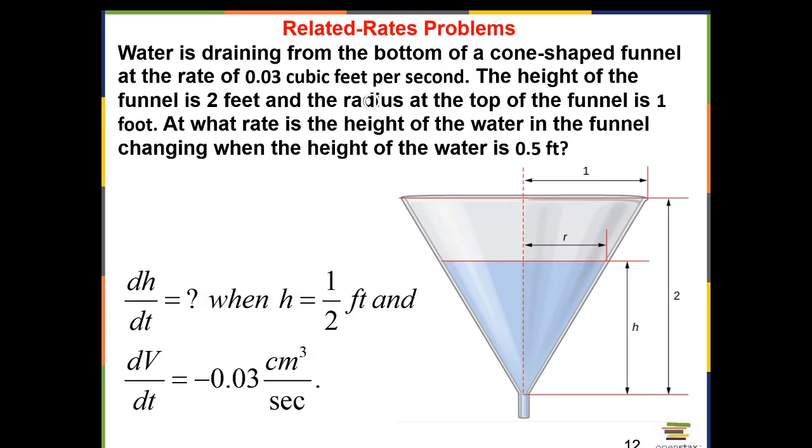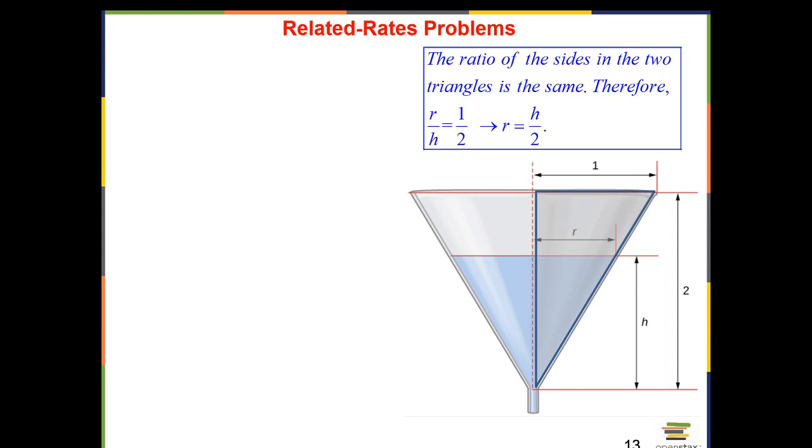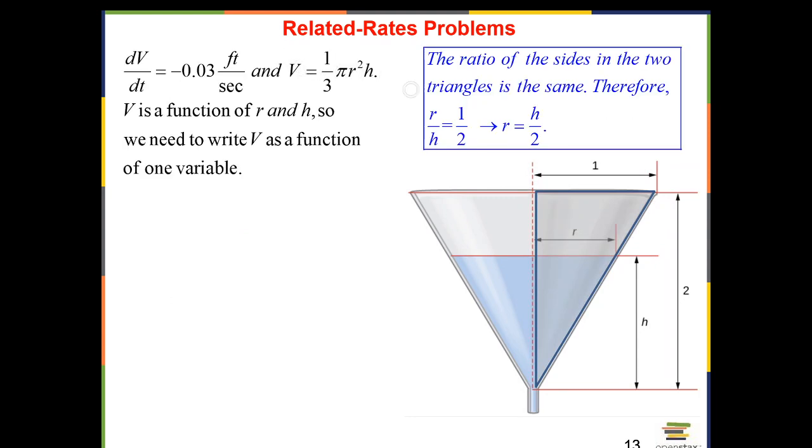So what is the question asking us to do? Find dh/dt when h is 0.5 and dV/dt is negative 0.03, right? So that's the question. Okay, now we write an equation that relates what? That relates the three variables, the volume, r, and h. And that is, of course, the volume of a funnel.